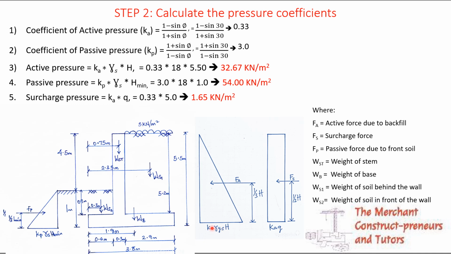So you have coefficient of active pressure multiplied by unit weight of soil multiplied by the height of the earth retained. You can see for here H, you can see this is it, Ka times Q. Q is the surcharge. You can see the legend here. Q is the surcharge. Then okay, so that is it. So move on to the next.